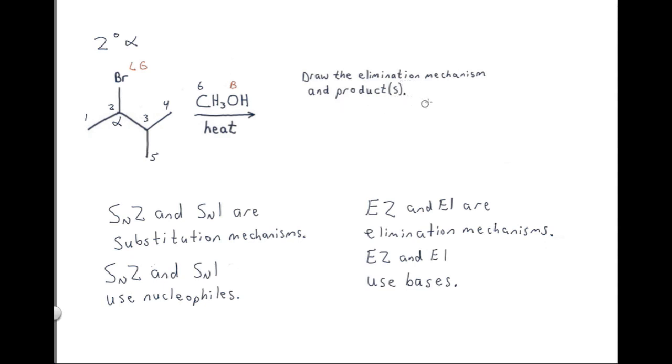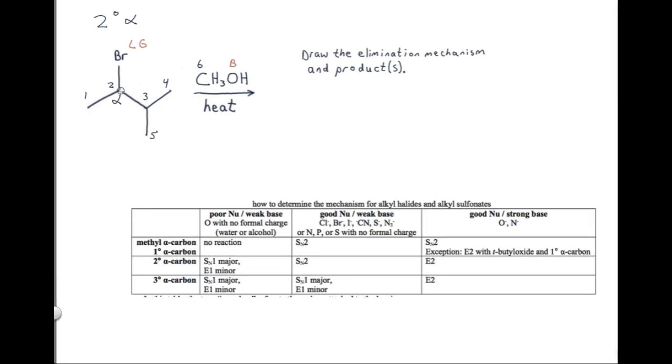We use the table to decide whether this should be an E2 or an E1 mechanism. We have a secondary alpha carbon. Secondary alpha carbon puts us in the middle row of the table. And our base is neutral oxygen. Neutral oxygen puts us in the left-hand column of the table.